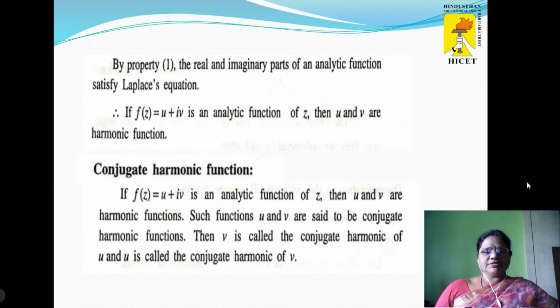Next, conjugate harmonic function. If f of z equal to u plus iv is an analytic function of z, then u and v are harmonic functions. Such functions u and v are said to be conjugate harmonic functions. That is, u is called the conjugate harmonic function of v, and v is called the conjugate harmonic function of u.